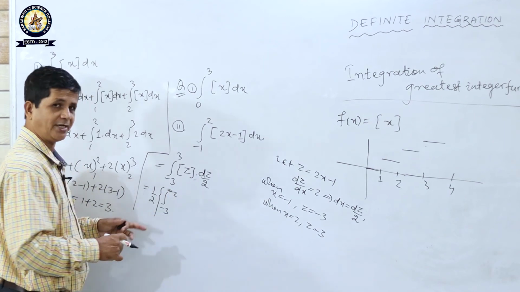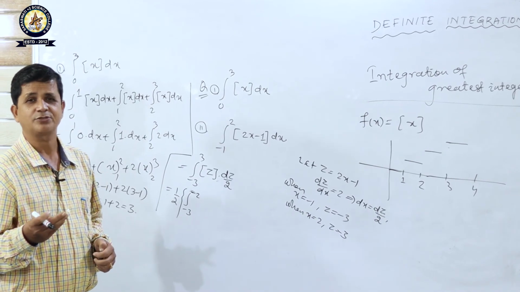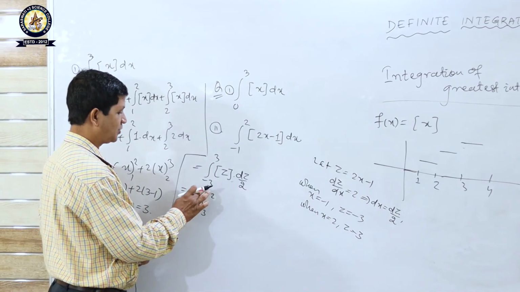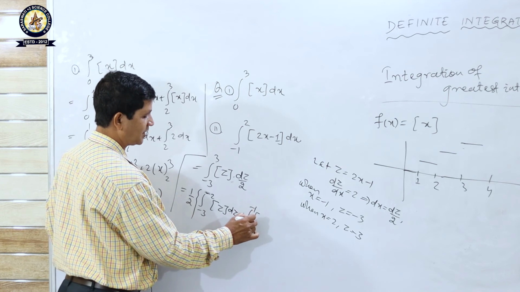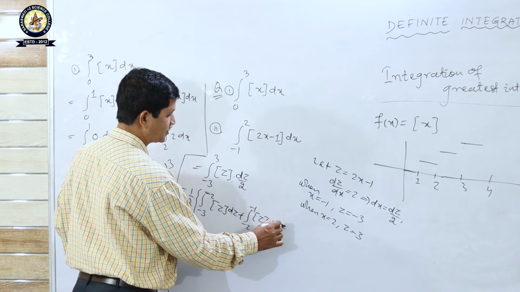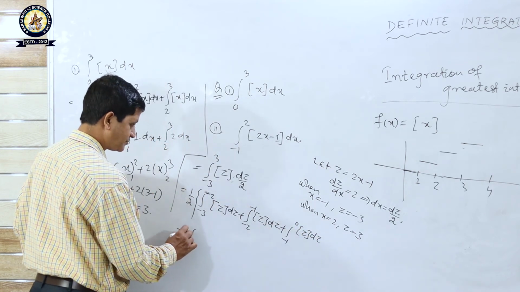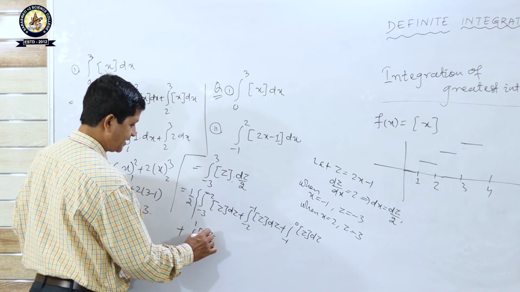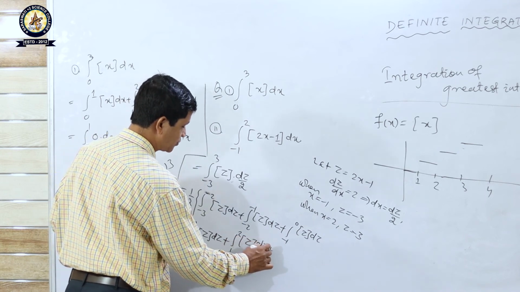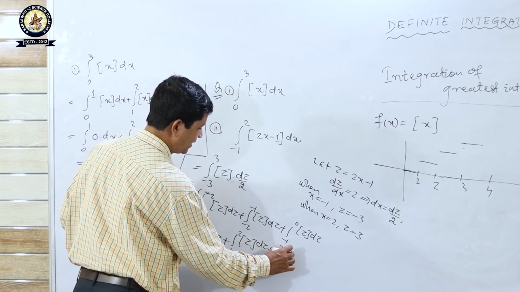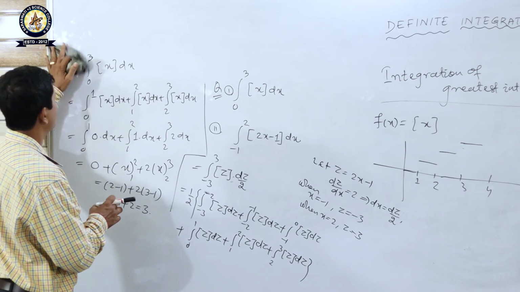You break at every integer point. In between minus 3 and 3, what are the integers? Minus 2, minus 1, 0, 1 and 2. So minus 3 to minus 2 of the bracket z dz, plus minus 2 to minus 1 of the bracket z dz, plus minus 1 to 0 of the bracket z dz, plus 0 to 1 of the bracket z dz, plus 1 to 2 of the bracket z dz, plus 2 to 3 of the bracket of z into dz. These are the integration values.